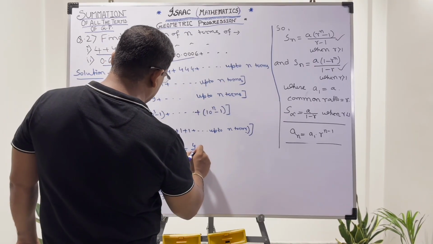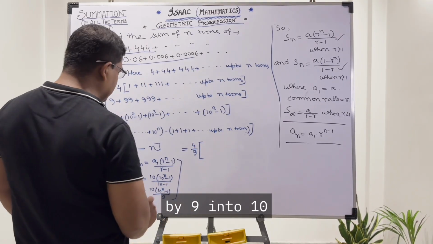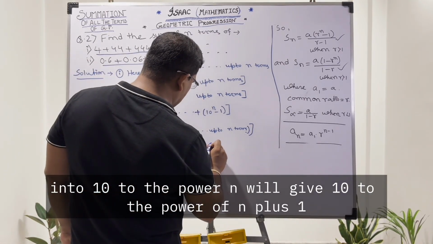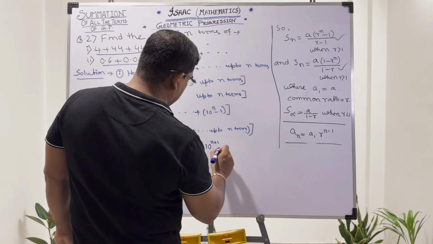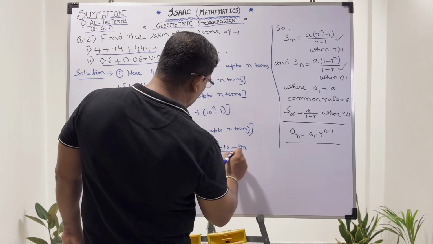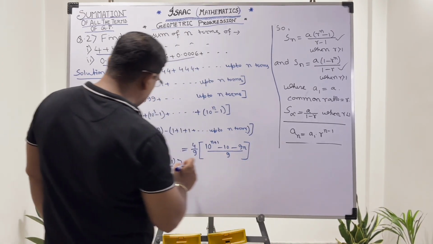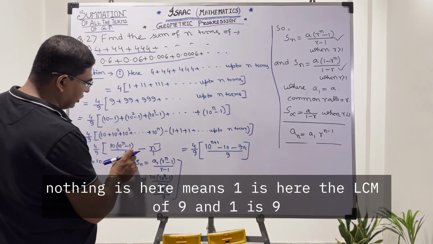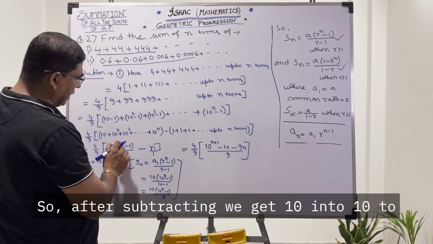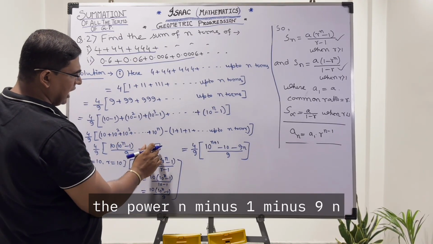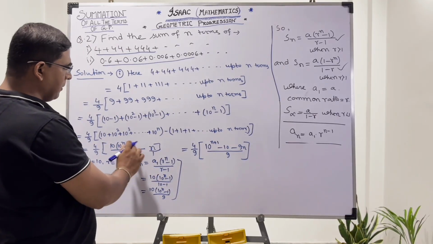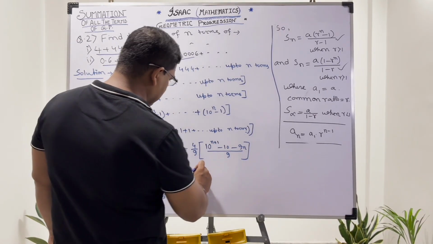This will give 4 by 9 into 10 into 10 to the power n, which gives 10 to the power of n plus 1, minus 10, minus 9n, whole divided by 9. Nothing is here means 1 is here. The LCM of 9 and 1 is 9. So after subtracting we get 10 into 10 to the power n minus 1 minus 9n. And multiplying this we get 10 to the power of n plus 1 minus 10 minus 9n.